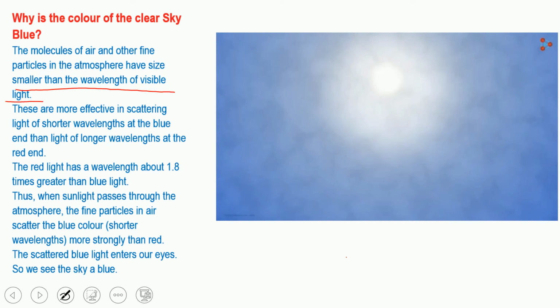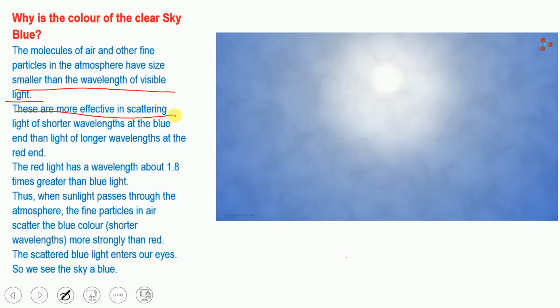Understand? Smaller particles, that is very important. The fine particles, the molecules of the air and other fine particles in the atmosphere, have a size smaller than the wavelength of visible light. Understand? Visible light has some wavelength, and these fine particles have a size less than that wavelength. So these are more effective in scattering light of shorter wavelength.